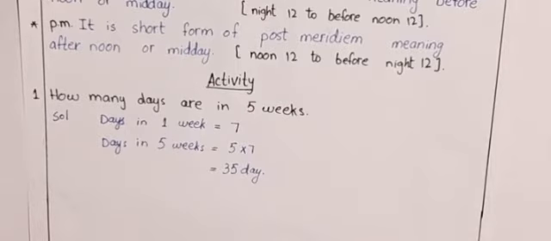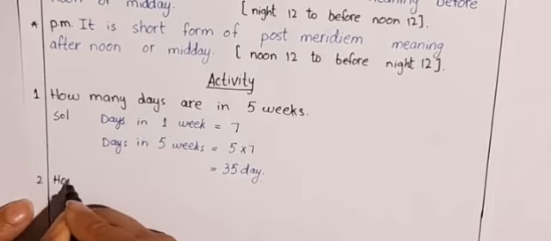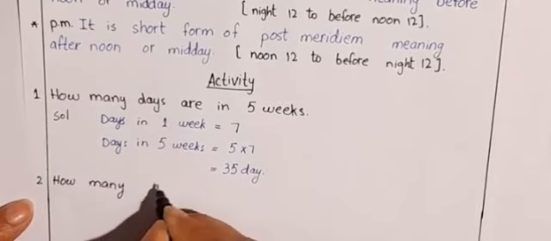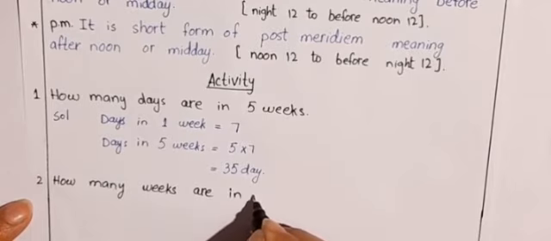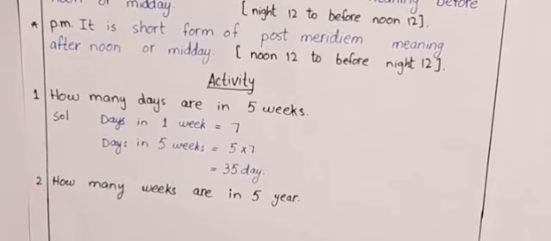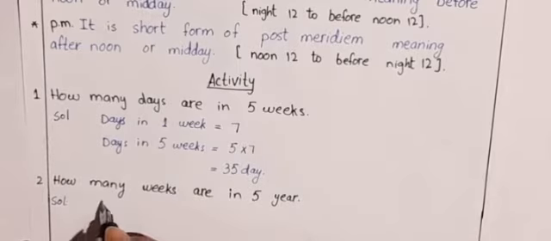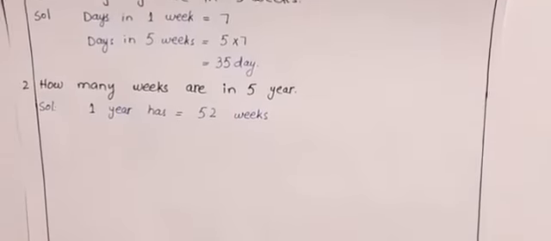Now, let's write another sum of activity. You have to tell me how many weeks are there in 5 years. Okay? Let's write another question. How many weeks are in 5 years? As we all have remembered that there are 52 weeks in a year, so we will write in our solution, SOL, 1 year equals 52 weeks. Okay? Now what we have to do, we have to write how many weeks are there in 5 years.